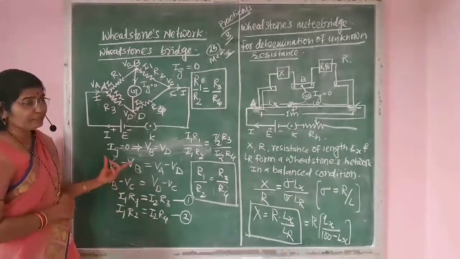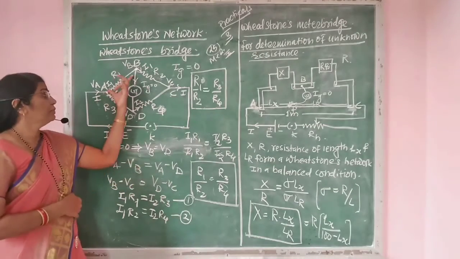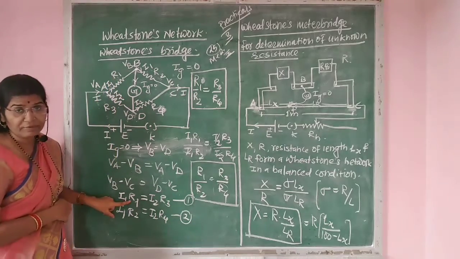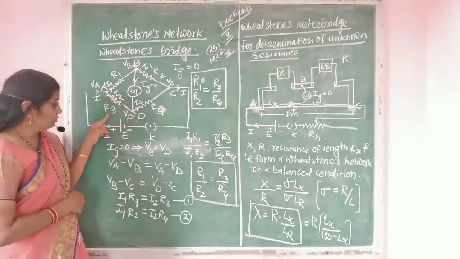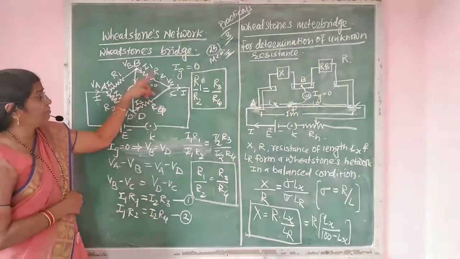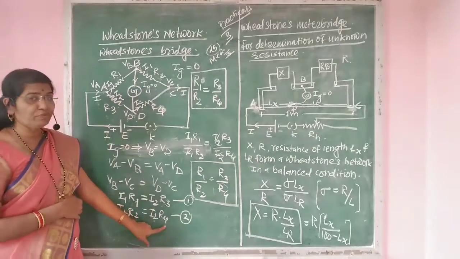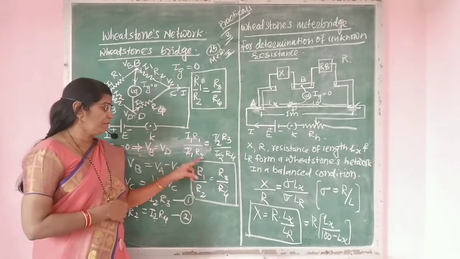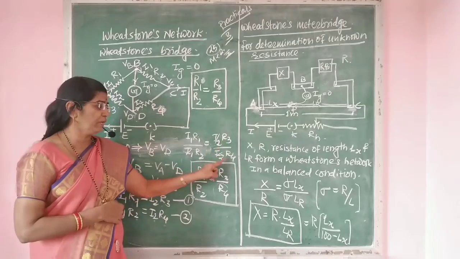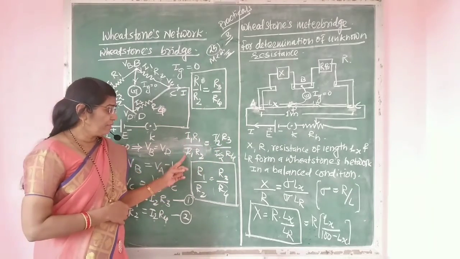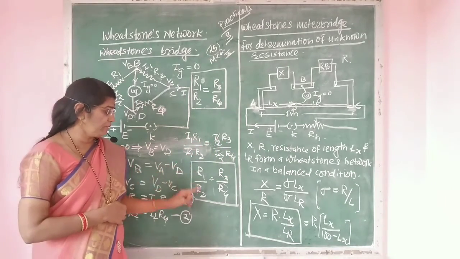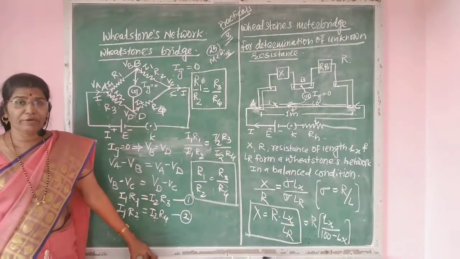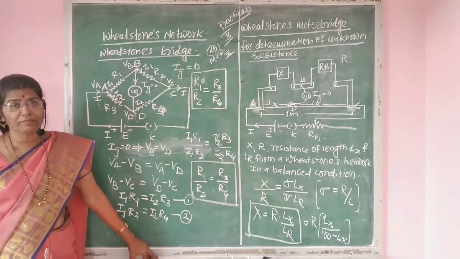But we know from the 11th standard, according to Ohm's law, that potential difference is the product of current and resistance. Therefore, I1 R1 equals I2 R3, and I1 R2 equals I2 R4. Divide equation 1 by 2. Then I1 R1 upon I1 R2 is equal to I2 R3 upon I2 R4. I1 gets cancelled, I2 cancels, therefore R1 upon R2 is equal to R3 upon R4. In this way, we prove the balance condition.